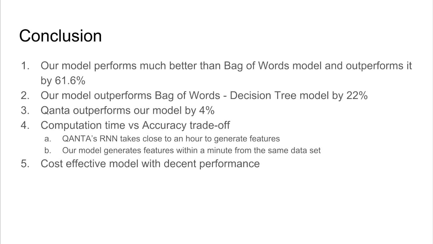For conclusion, our model outperforms the bag of words model by 61.6%. Also, our model outperforms the bag of words decision tree model by 22%. But Quanta outperforms our model by 4%, which is not a lot actually, when computation time is taken into account. So basically we have a trade-off of computation time versus accuracy. Quanta's RNN takes close to an hour to generate these features, while our model generates features within a minute from the same dataset. So our model is a quite cost-effective model with decent performance.